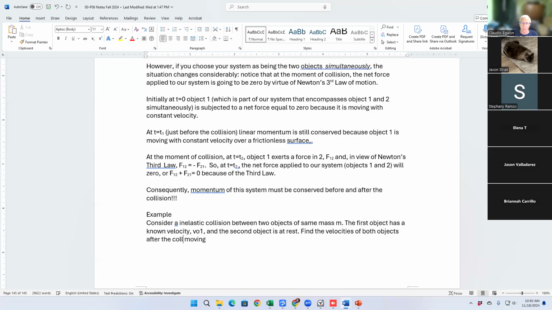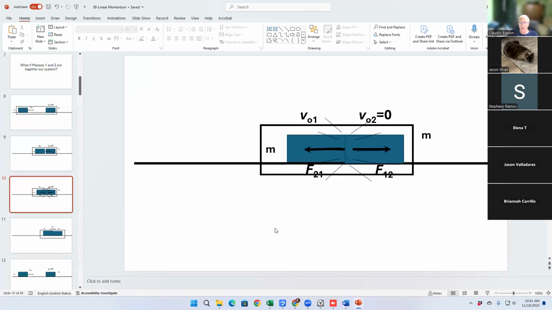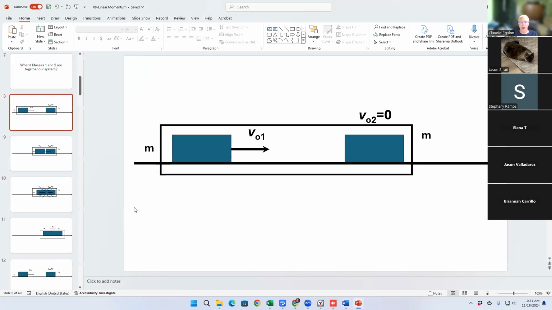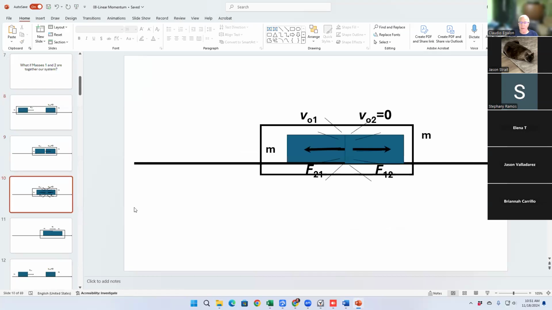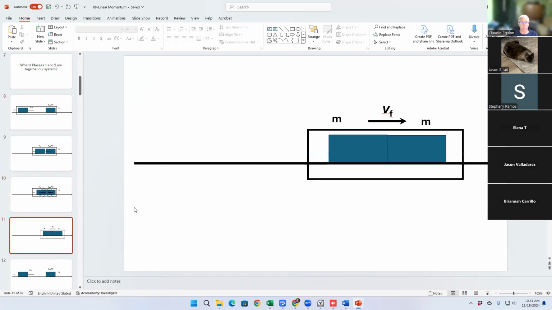By the way, what does inelastic collision mean? Inelastic collision is a collision in which both objects stick to each other. That's what inelastic collision is all about. And it is illustrated right in here. Before the collision, the objects are separated. After the collision, they are glued to each other. This type of collision is called inelastic, and it is very important.